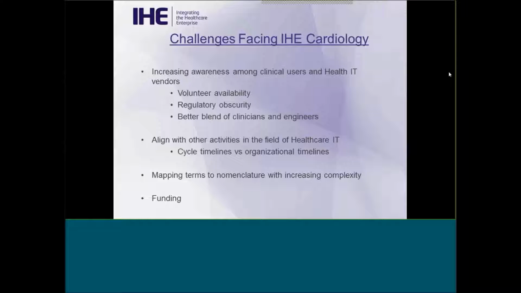Cycle timelines and organizational timelines differ. The engineering cycle may take a couple of years, while organizational timelines, particularly for budgeting, take place within a year, and that usually starts at different months at different institutions. Mapping terms to nomenclature with increasing complexity has been a challenge, and then, of course, the universal challenge for all of us, and that's funding. Paul, next slide, please.